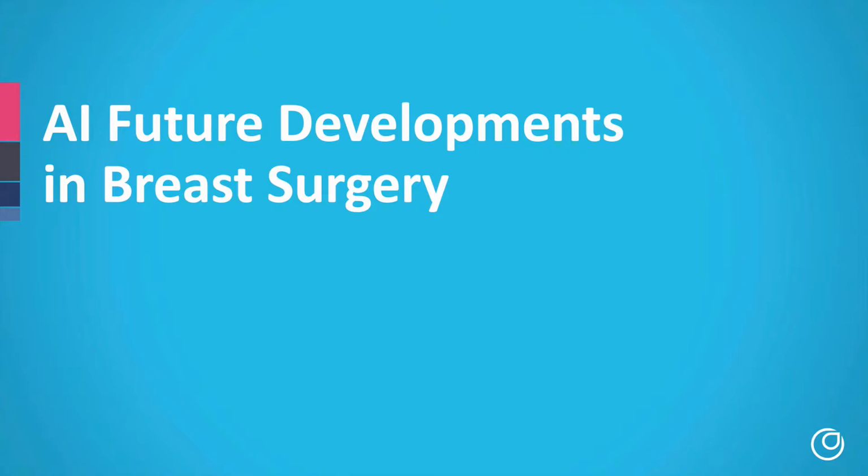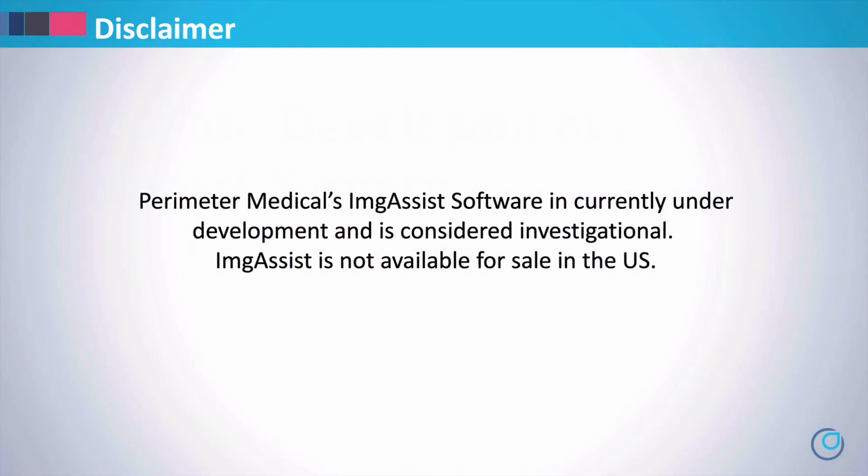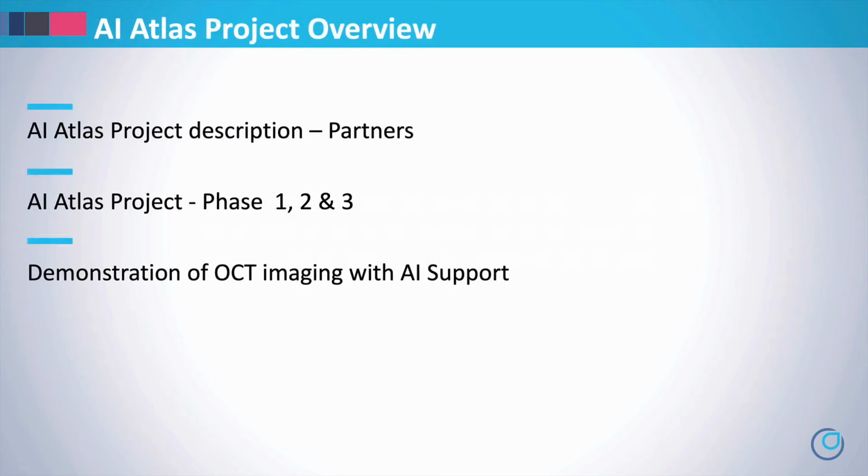So how does this relate to what we're talking about today, the developments of artificial intelligence in breast surgery? And this is where I do have to point to your disclaimer, which you're very willing and able, I'm sure, to read for yourselves, that Image Assist is not currently available for sale in the United States. What I'm going to do very briefly is talk about how artificial intelligence is enhancing our ability to spot potential positive margins in the setting of breast conservation surgery.